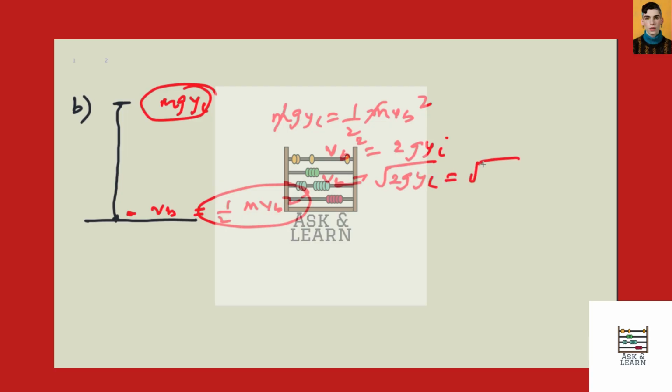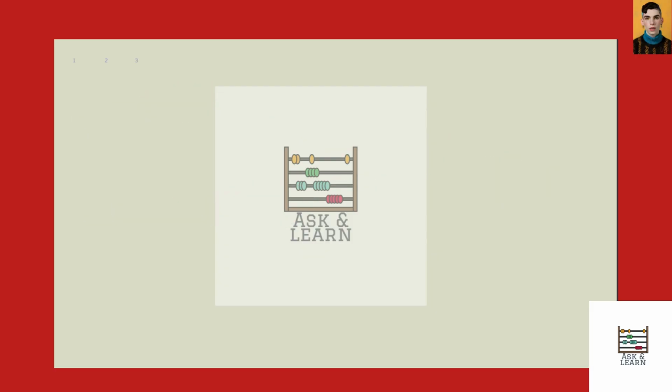If you plug in the values, you get the square root of 2 times 9.8 times 2, and that gives you 6.3 meters per second just before the bounce.